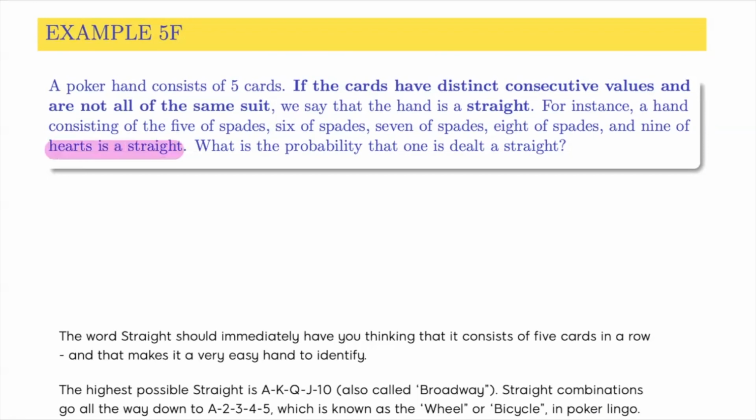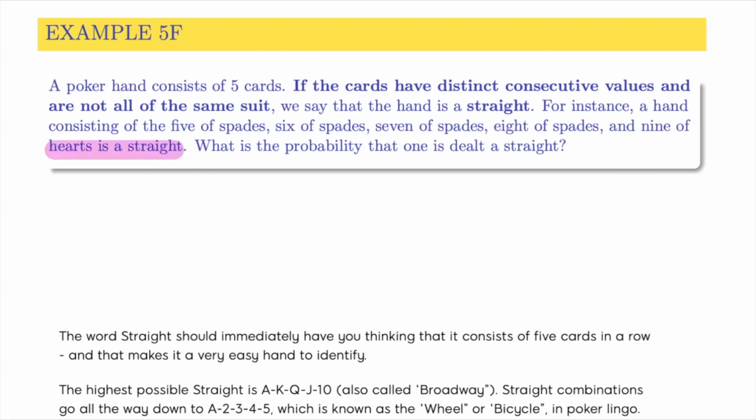Now check, you need to take 5 cards having consecutive denomination. That means not all from the same suit. This is the question for you: what is the probability that one is dealt a straight? That means you have taken 5 cards and you need to tell me the probability that the 5 cards you have got is a straight.